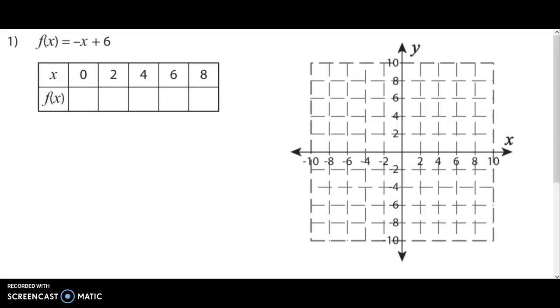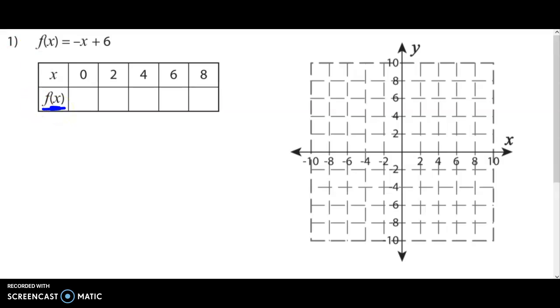Today we're looking at continuing a lesson on function notation. What we're going to do is plug in some values, make a table, and plot them out on a graph. So let's begin. We start off with f of x is equal to negative x plus 6. We're going to plug in all our x values, find out what our f of x values are going to be, and use those to make the table or make the graph here.